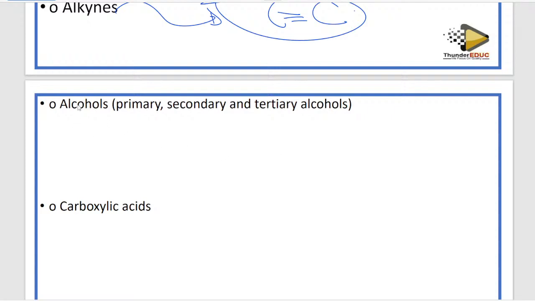When you talk about alcohol, we shall see its functional group, that alcohols have an OH attached to a carbon. It has something like that.